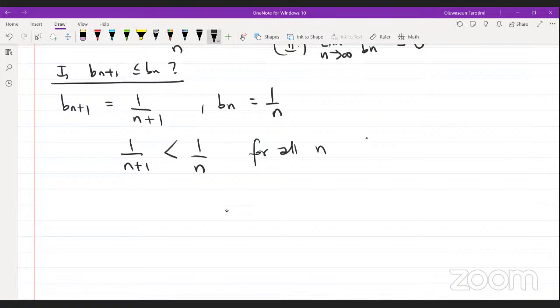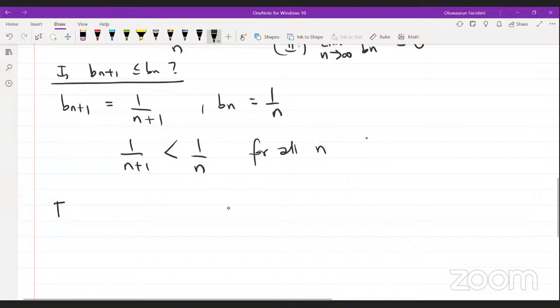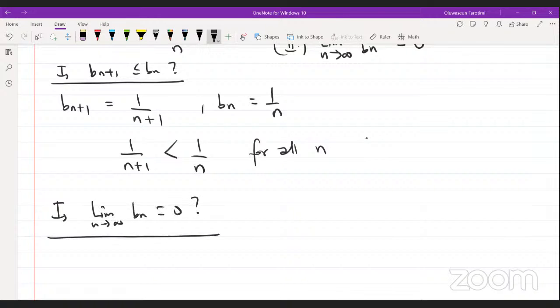All right. So the second thing is, limit as n goes large, b sub n equals 0. Okay, let's see. So limit as n goes large of 1 over n, and that is actually 0. Awesome. We really wanted to check if it was 0 and it actually was 0.